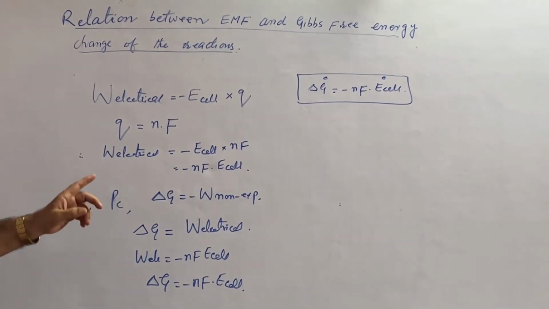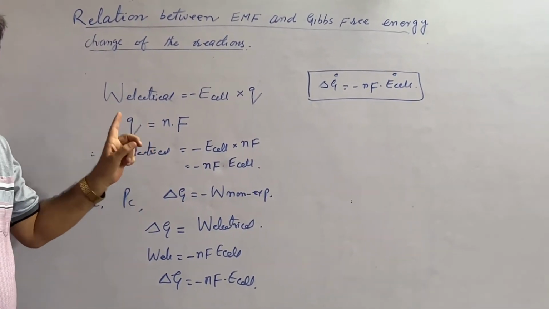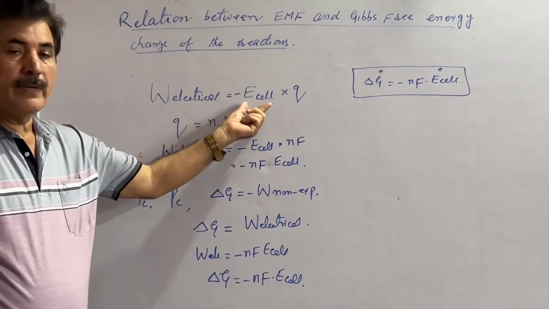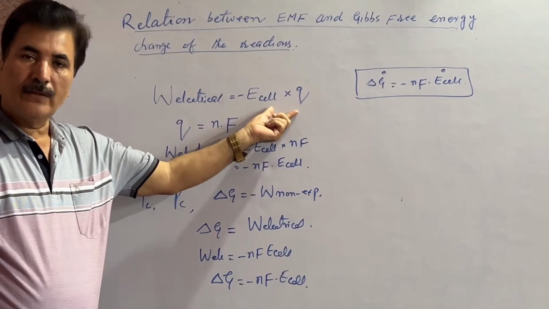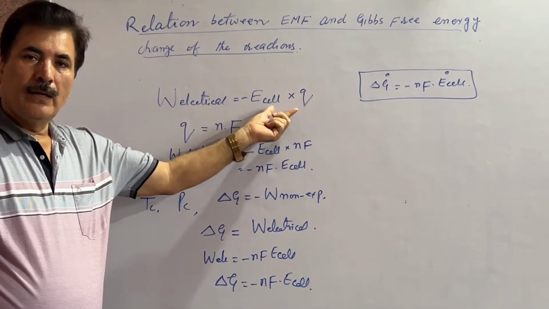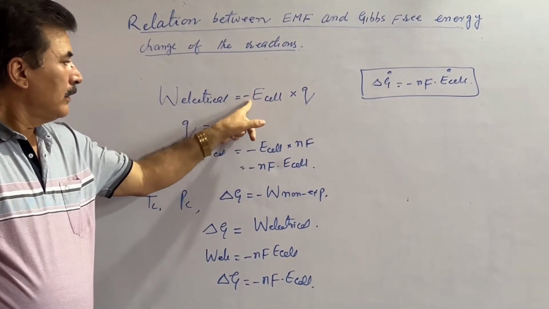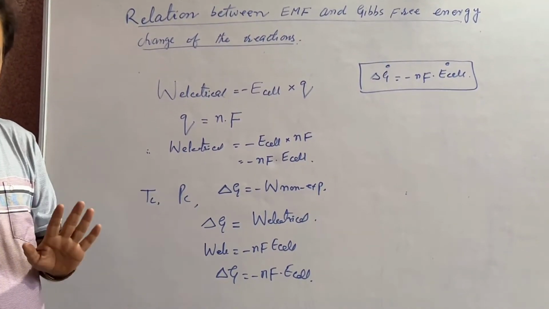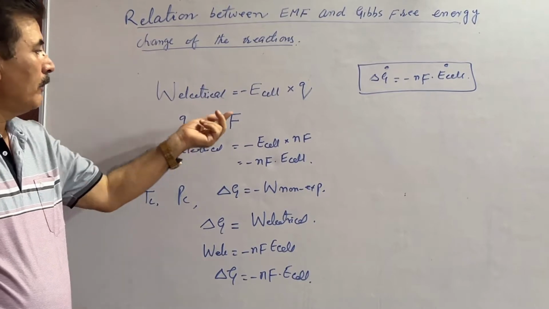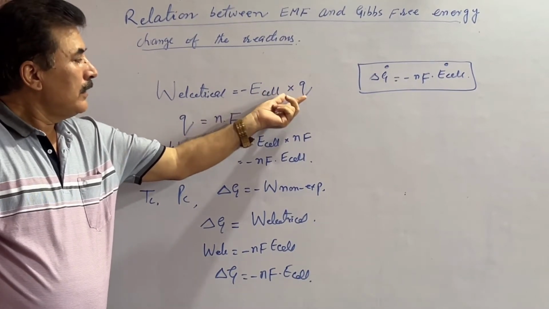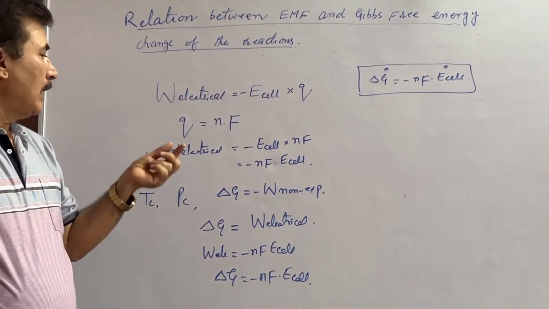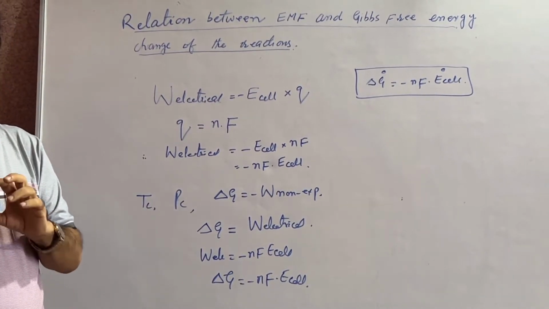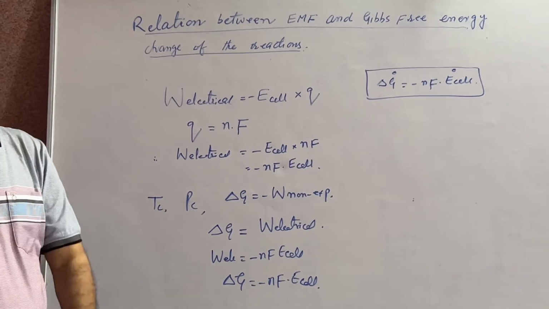Let me repeat it once again. The electrical work done in an electric circuit is always equal to the product of EMF of the cell and the charge that flows through the cell. EMF of the cell means it is the total potential difference between the electrodes. We will do that in the next topic. Now there is a charge. Charge is equal to nF, where n is the number of moles of electrons involved in the redox reaction.